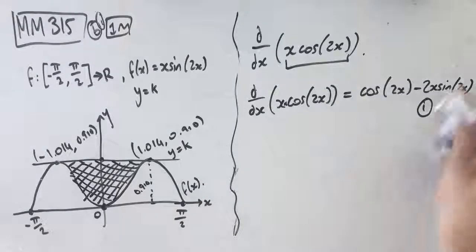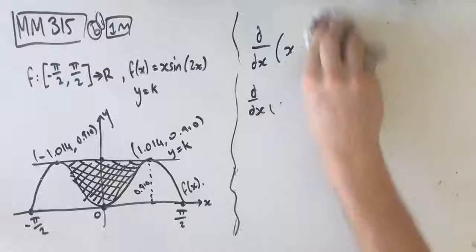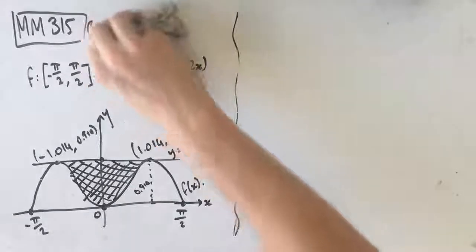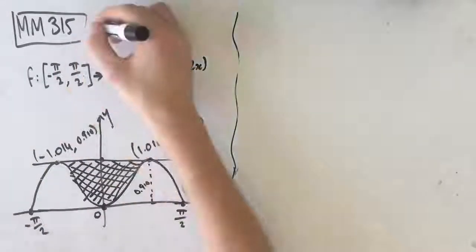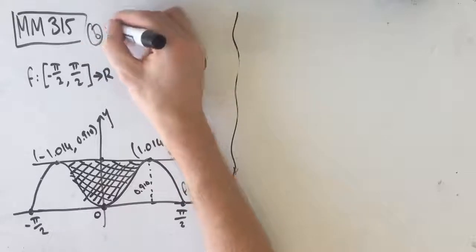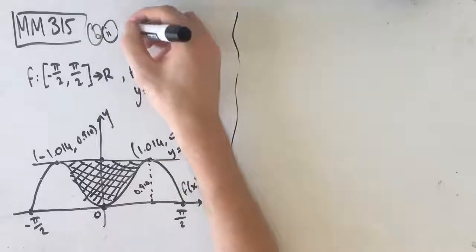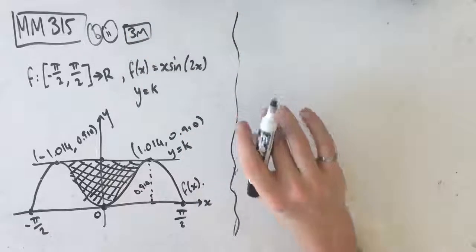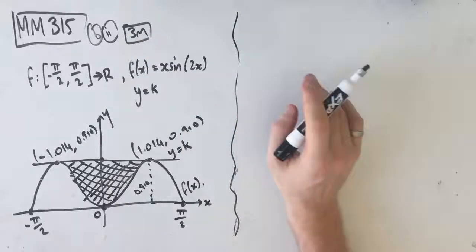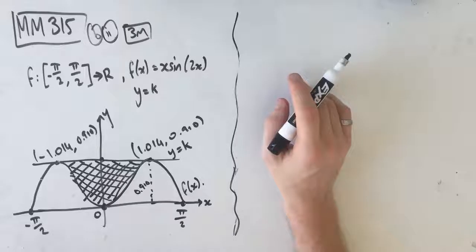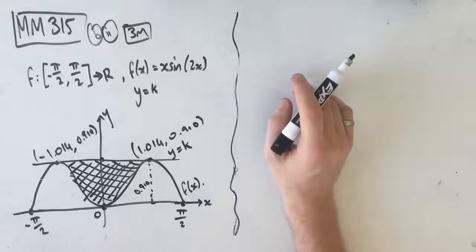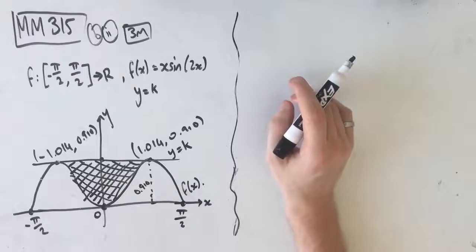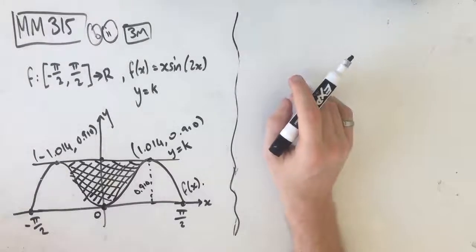Part BII is a little less straightforward, actually a fair bit more complex. So that means that this is going to be a 3-mark question. So part BII, 3 marks. Awesome. And it says, hence find the area of the shaded region above bound by the graph of y equals k and the graph of y equals f of x when k equals a, correct to 3 decimal places. All right, bit of a mouthful, but let's work through it.